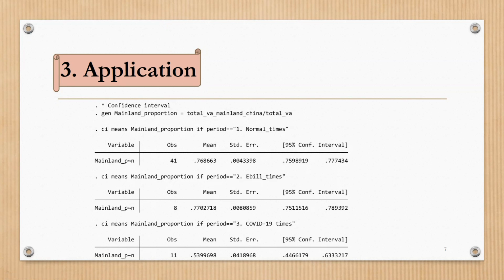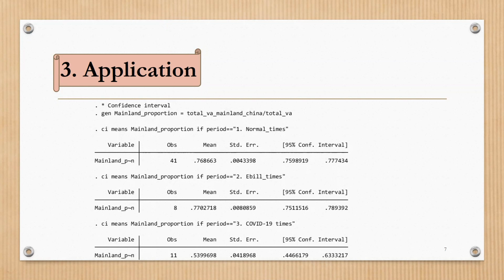And then the confidence interval is 0.751 to 0.789. So that means during the extradition bill times, still around pretty much the same, that more than 75% of the visitors are from mainland. So that means they're still coming as a visitor.